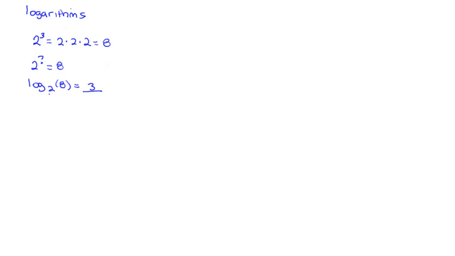Let's start by breaking it down a little bit. First, it's read log base 2. This 2 is the base. And this 8 is what we ended up with. And then this 3, that's the exponent or the power. Logarithms are equal to exponents, or powers. Remember that logarithms have bases and what you end up with, and they're equal to a power.